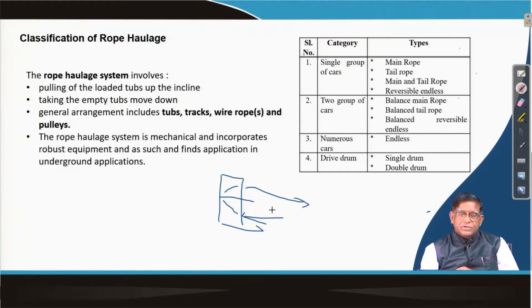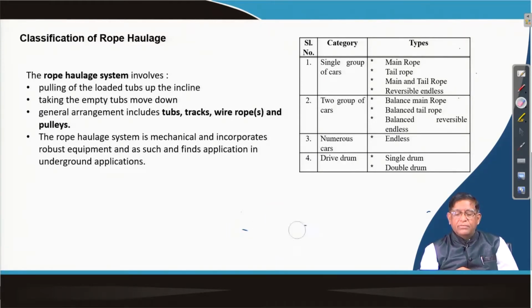When your cars are brought, this will be emptied, and after emptying it will be connected over here and will be going down here, while the loaded car will be coming in this direction. So these are the different systems available, that is, two groups of cars.